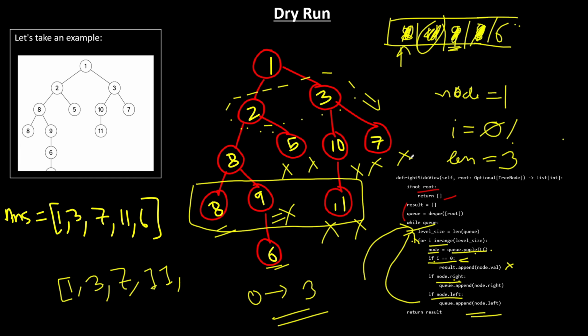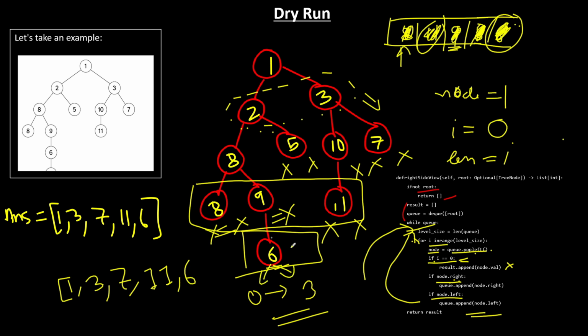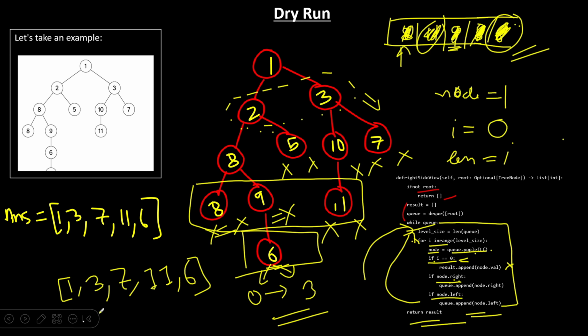We pop it. For 8, do we have anything on the right? No. On the left? No. We have nothing. Okay. Then we are left with 6. We came back and again checked the size. The size comes out to be 1, and I is 0, because in this particular level we have only one node. So if I equals 0, we append this value, correct? And we pop it. Then we check, does it have any left? No. Right? No. So this is done, and Q becomes empty. So this condition falsifies, we come out of the loop and return the result, which is 1, 3, 7, 11, 6, and which is our correct output.